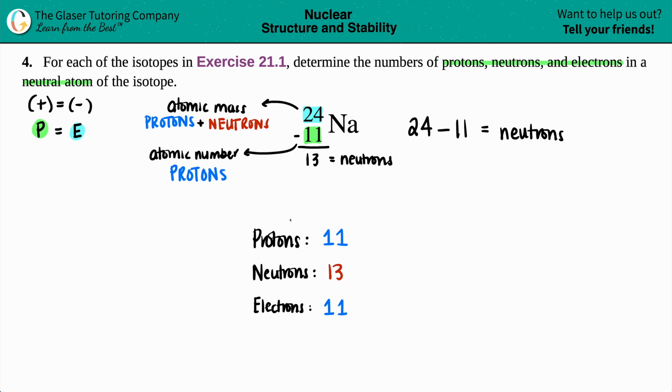So you have, in this example, 11 protons, 11 electrons, because it's a neutral atom. And we subtracted the other two numbers, and that's 13 neutrons. And that's the answer.